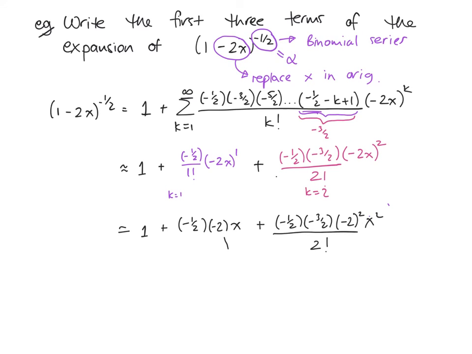So this is an example where we had to use the binomial series. We couldn't use the binomial theorem because we had a non-integer exponent. And there are other examples on YouTube that I've done as well.